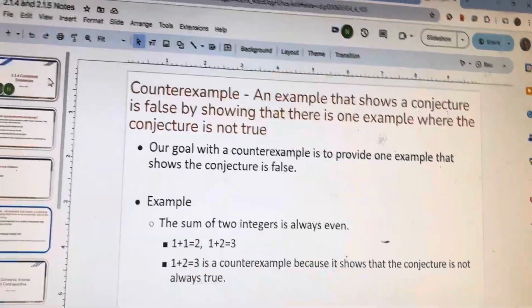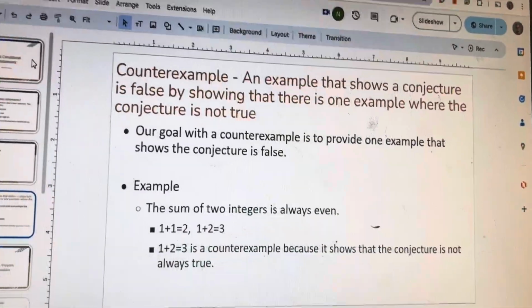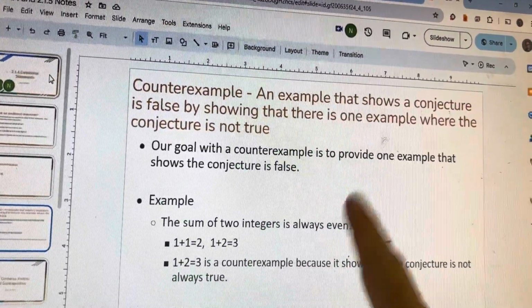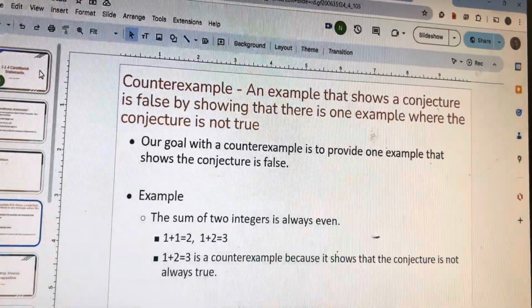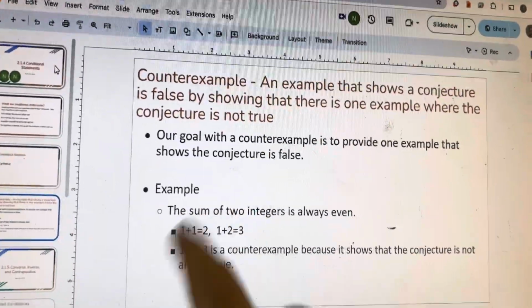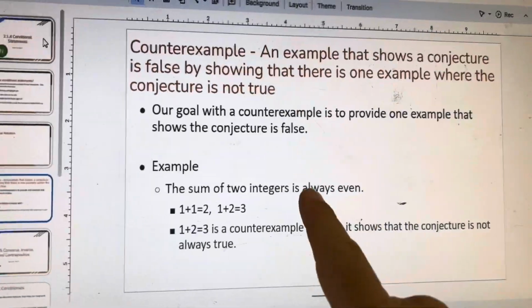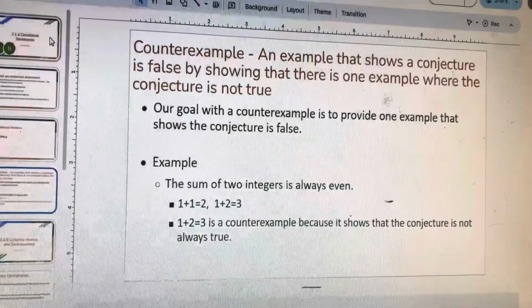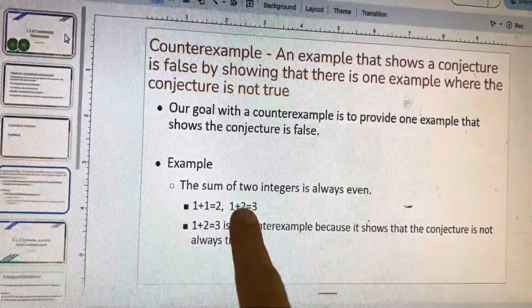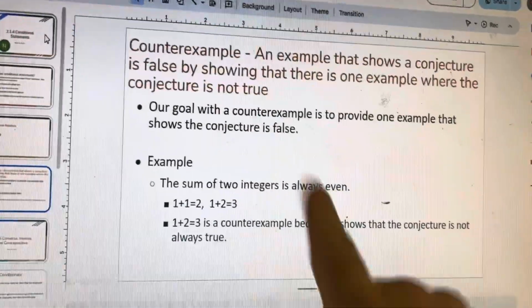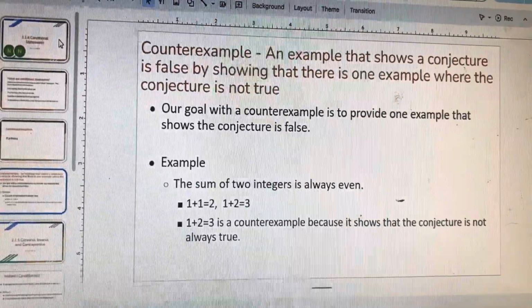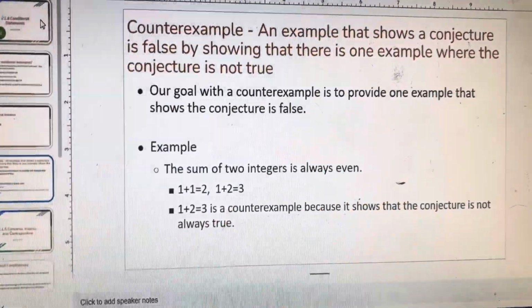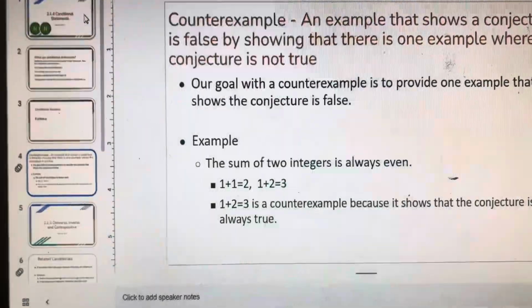So our example: the sum of two integers is always even. So if it is the sum of two integers, that's whole numbers, then it's always even. That's our if-then statement. So our hypothesis is we're going to add two whole numbers together, and our conclusion is it's going to come out even. So we look right here, 1 plus 1 equals 2. That seems to be proving it correct, but look right here. 1 plus 2 is equal to 3. 3 is not an even number. Even numbers are divisible by 2. So 1 plus 2 equals 3 is a counterexample. It shows that conjecture is not true.